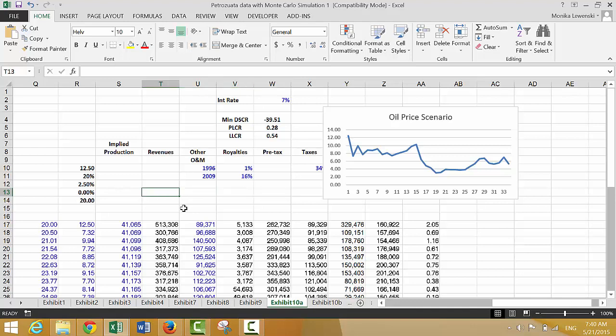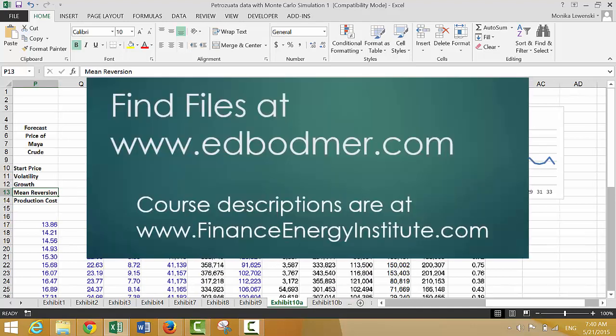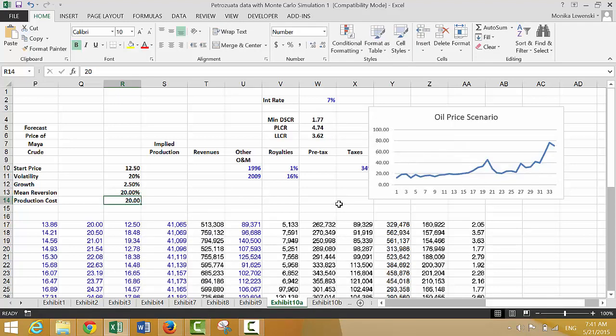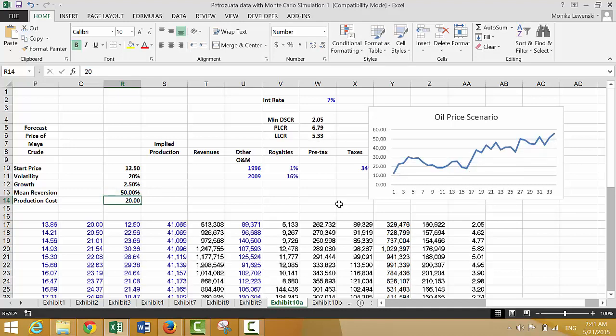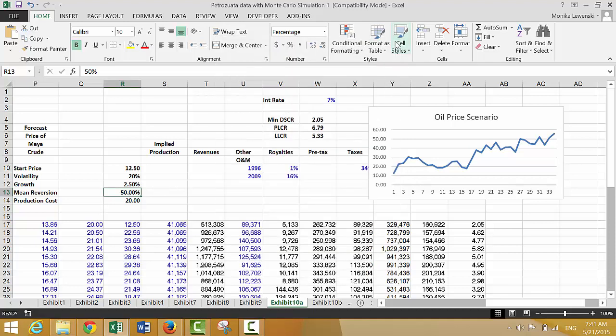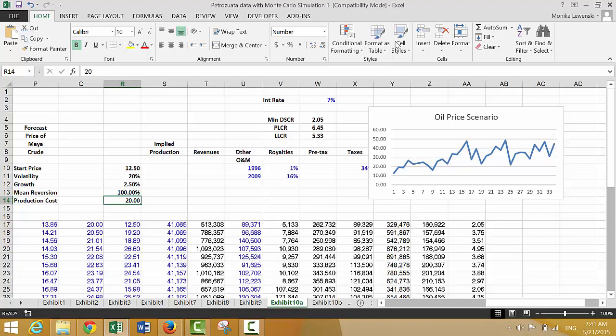And here again, what we did was put the oil price. Now if we have a 0 mean reversion, we get these low oil prices that go down to 2. If we have a 20% mean reversion, it doesn't get anywhere near that. Let's put a 50% mean reversion. Then it just follows along the oil trend. If it's 100% mean reversion, it just swings around the production cost.